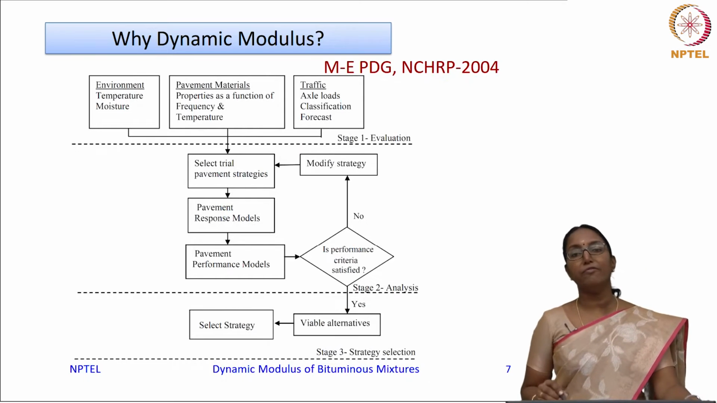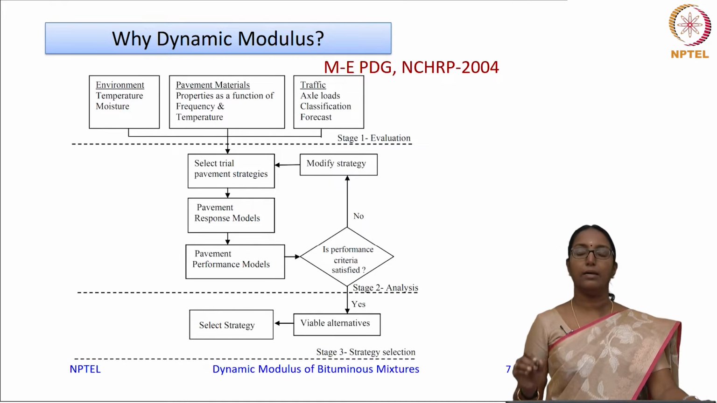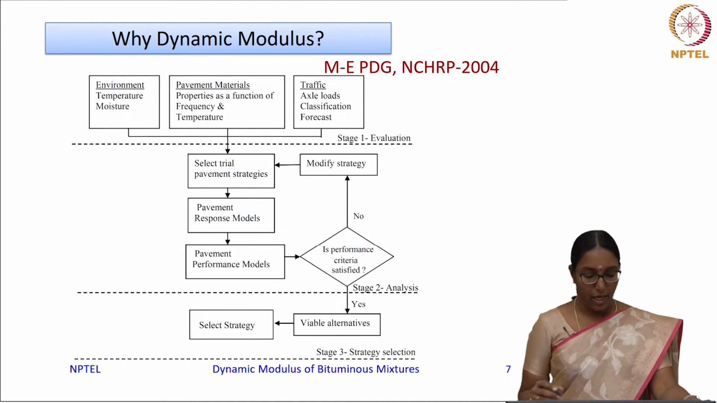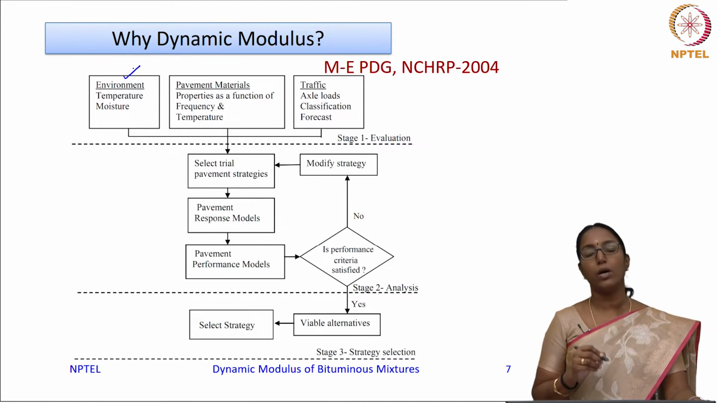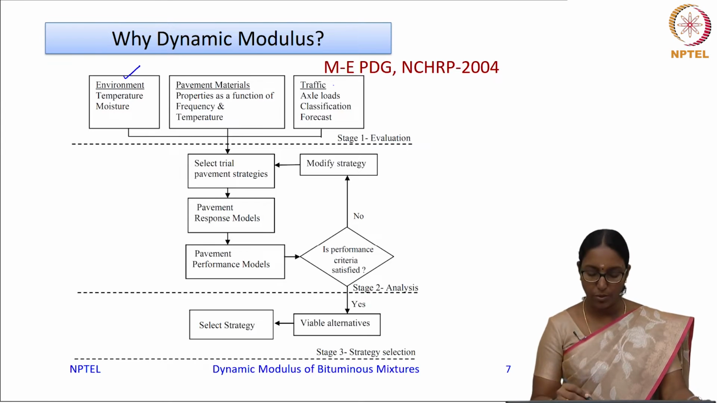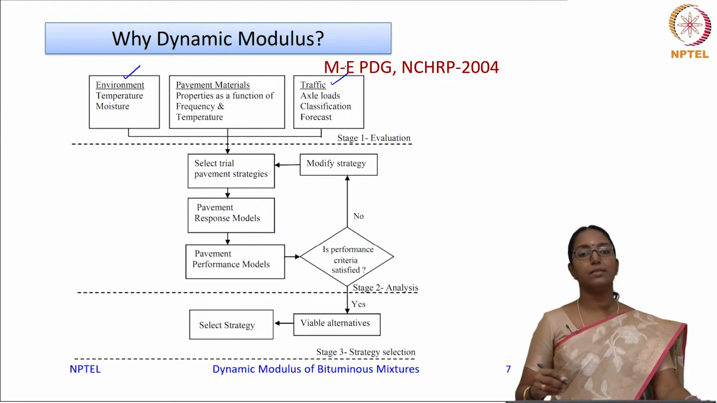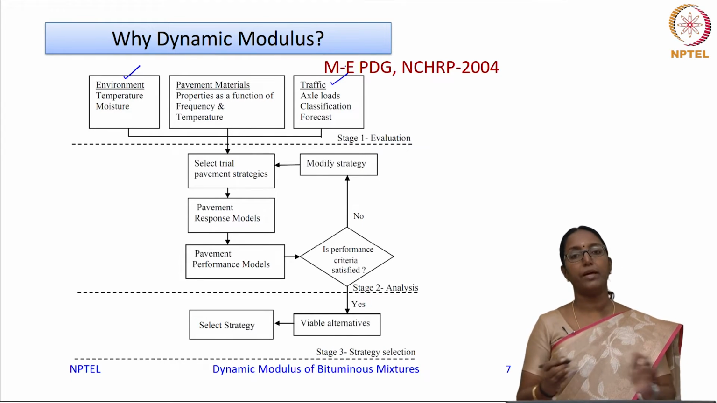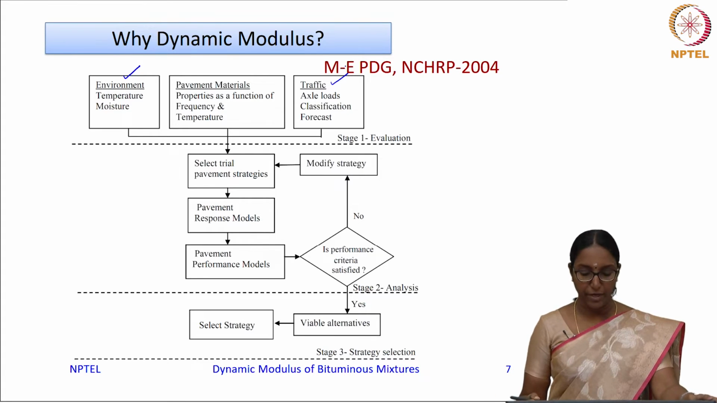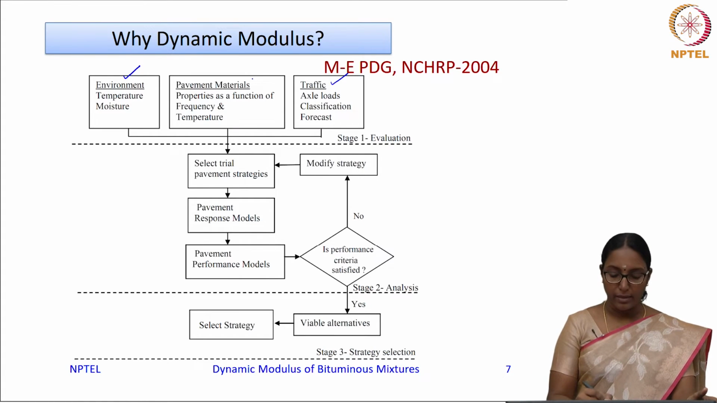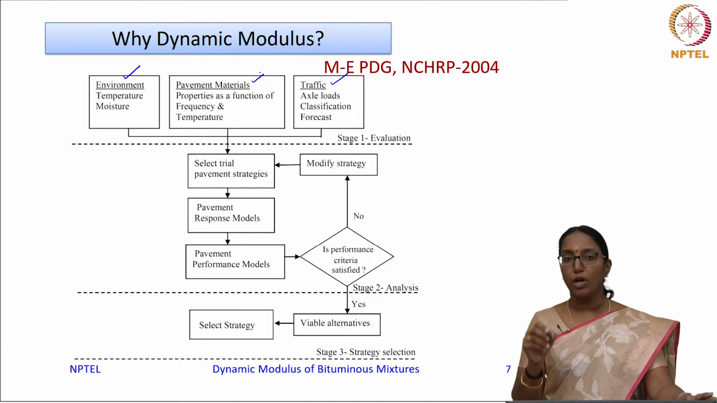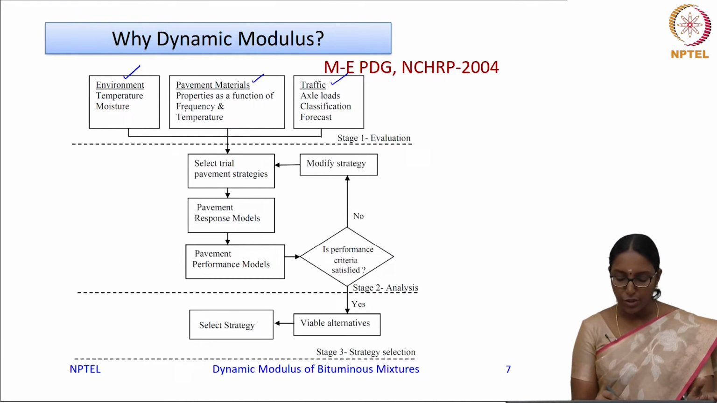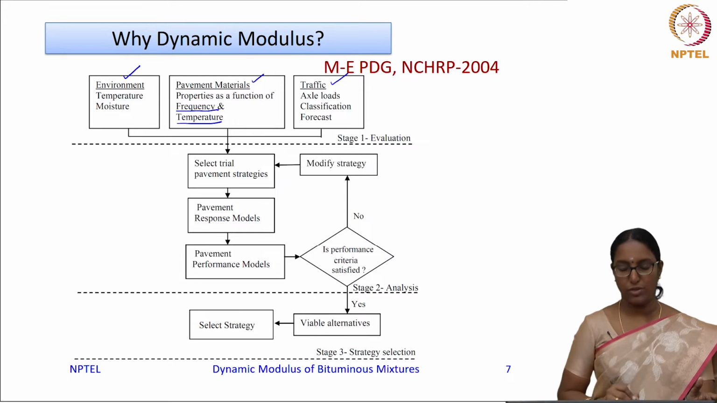This is a general framework of a mechanistic empirical pavement design strategy, wherein, as I said, there could be different environmental conditions to which your pavement will be subjected. The traffic loads as well as the duration of traffic will be different, and your service life also will be different. Then comes the materials. Now, as I said, the material properties are to be identified as a function of frequency as well as temperature.